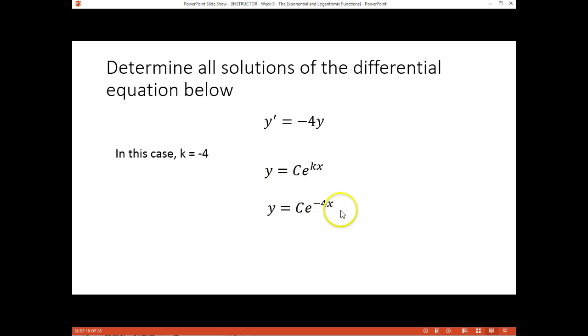This is my actual answer. These are all solutions of this differential equation, okay? Now, if I was given an initial value or a specific value, I could plug in and solve for c. We're not given that here. So this tells me all general forms of this equation, all solutions occur in this form.